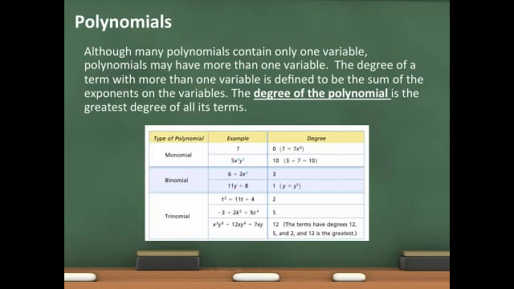Although many polynomials contain only one variable, polynomials may have more than one variable. The degree of a term with more than one variable is defined to be the sum of the exponents on the variables. The degree of the polynomial is the greatest degree of all its terms. In the box are examples of each type of polynomial and the degree of each.